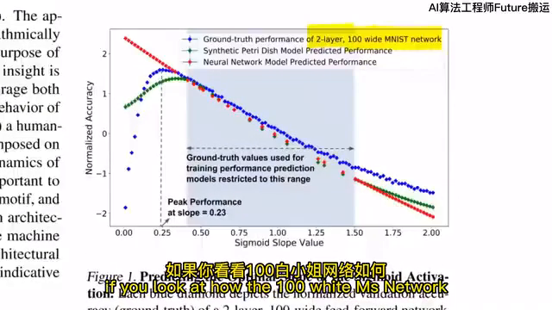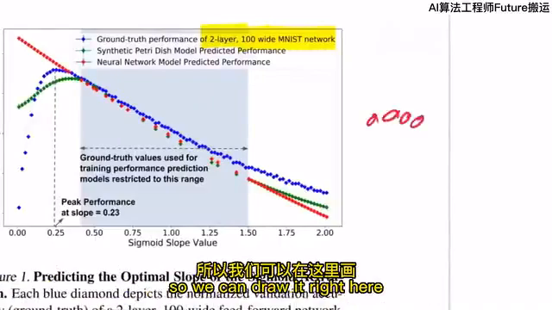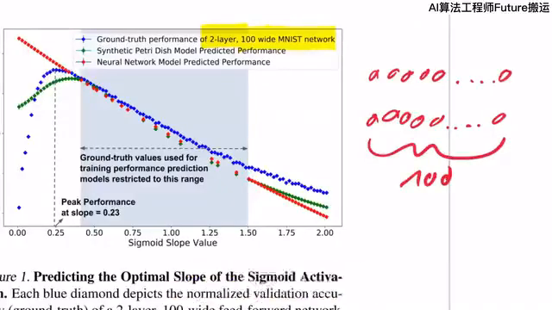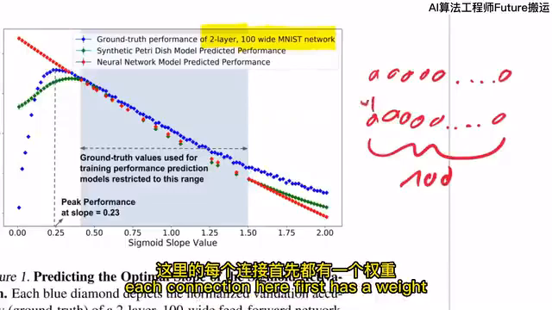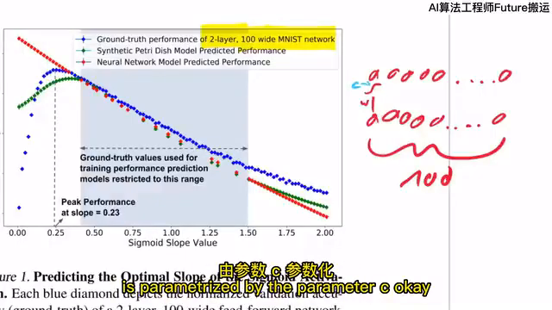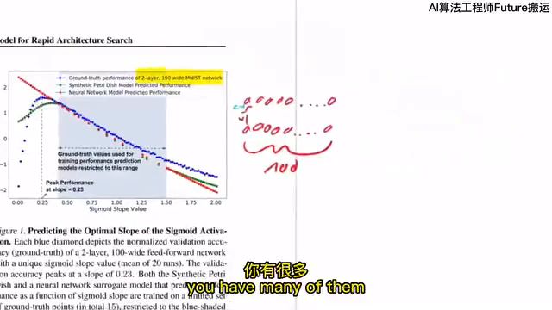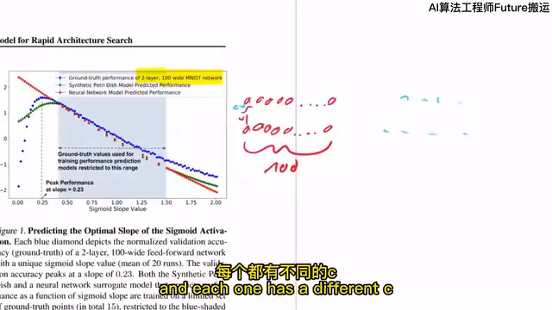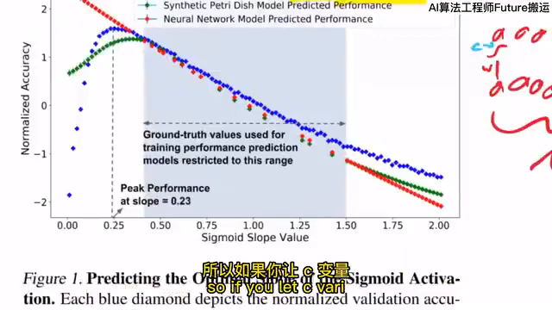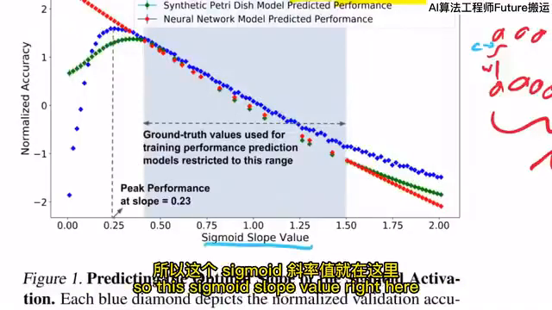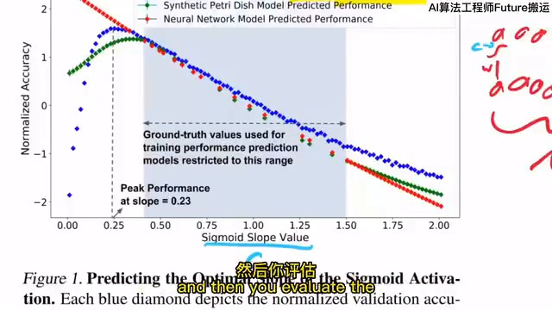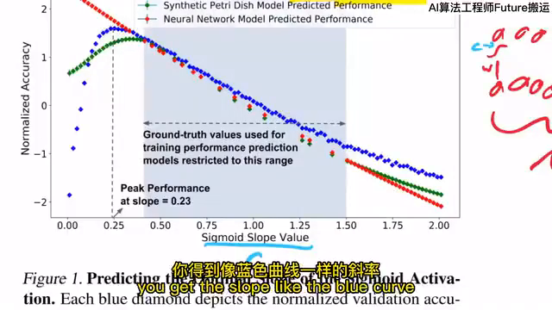If you look at how the 100 wide MNIST network, we can draw it right here. So this is 100. And each connection here first has a weight and then has the sigmoid nonlinearity. And the sigmoid nonlinearity is parameterized by the parameter C. Okay, and you have many of them, right? You have one here, and so on, and each one has a different C, and each of these networks represents one blue dot here. So if you let C vary, so this sigmoid slope value, that's your parameter C, and train the big network on the entire dataset to convergence, and then you eval on the validation dataset, you get the blue curve.